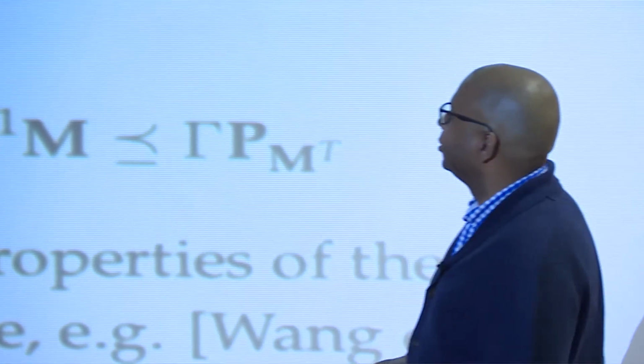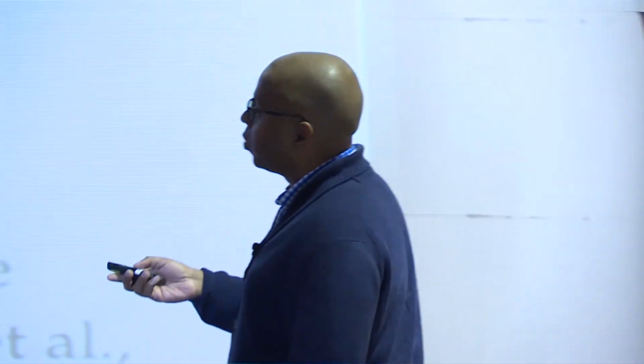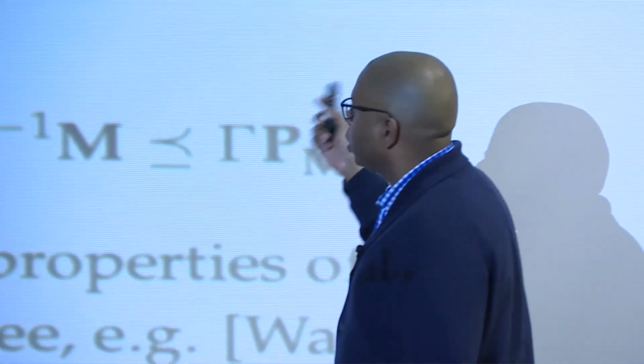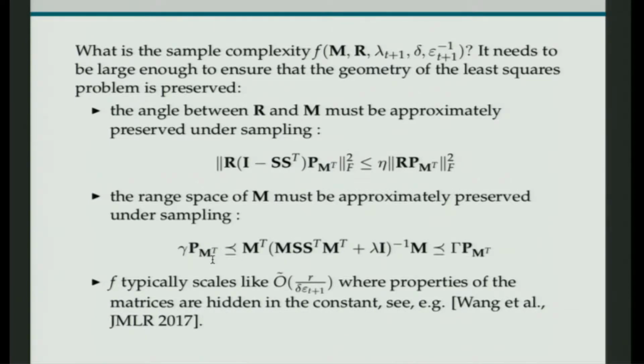Yeah, okay, good. All right, so the second condition is that also the range space of M must be approximately preserved under our sampling and regularization. So it's because we want this sort of inequality that we require our regularization to be on the scale of the bottom singular value of our MM transpose. Otherwise this is not possible. But again, I think this is just a technical condition. We have to find a way to get rid of it.